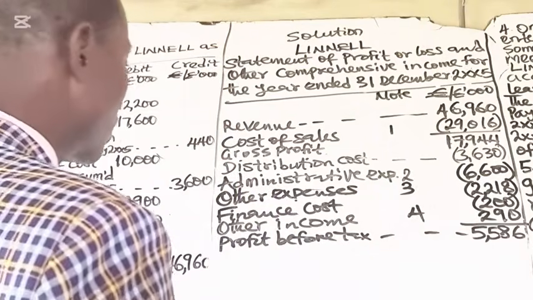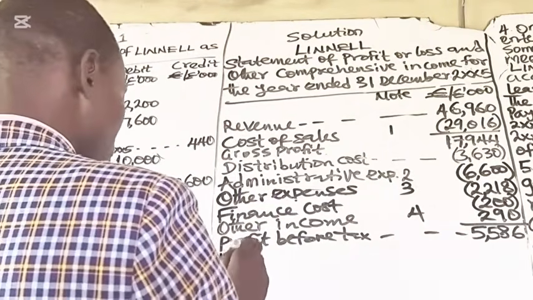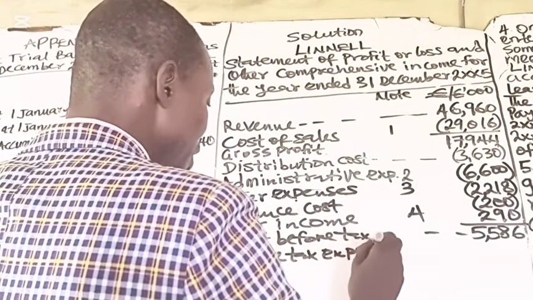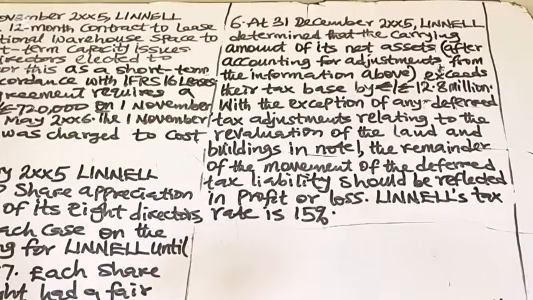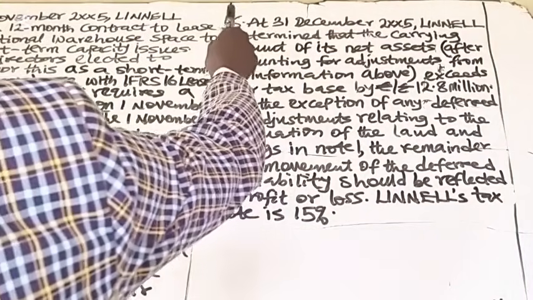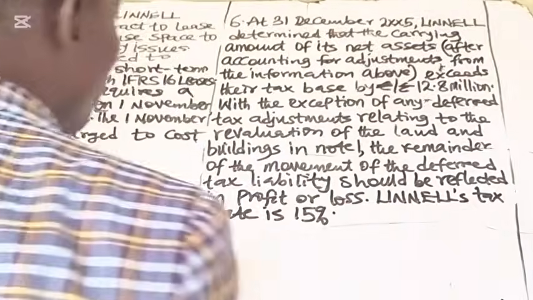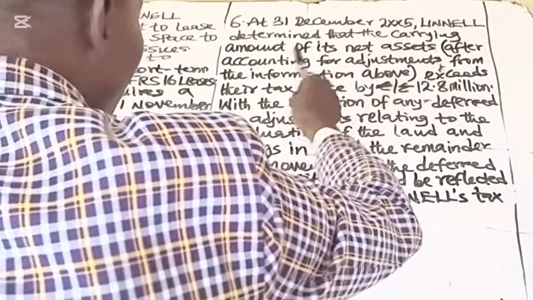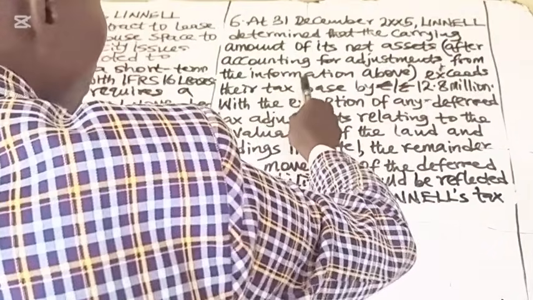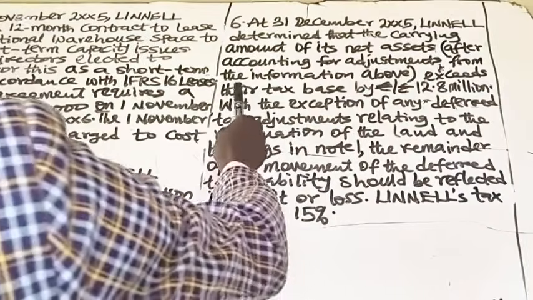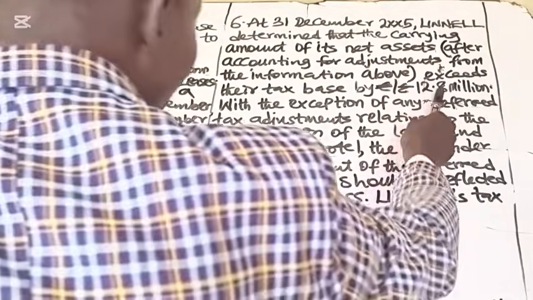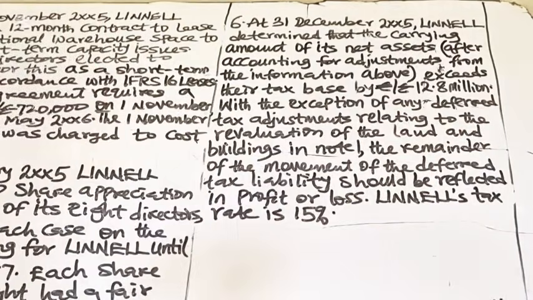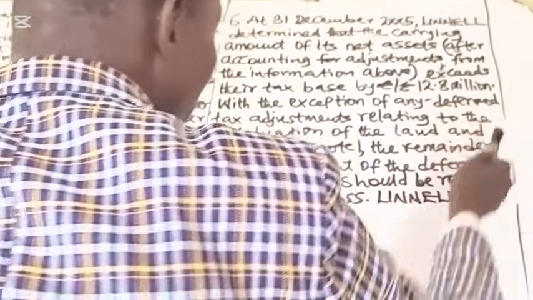Then we now have income tax expense. Let's have this as note 5. To calculate the tax expense, let's go to note 6. At 31st December 2005, Lease determined that the carrying amount of its net asset after accounting for adjustments from the information above exceeds their tax base by 12.8 million. So the carrying amount exceeds the tax base. That is to show that this is a taxable temporary difference.